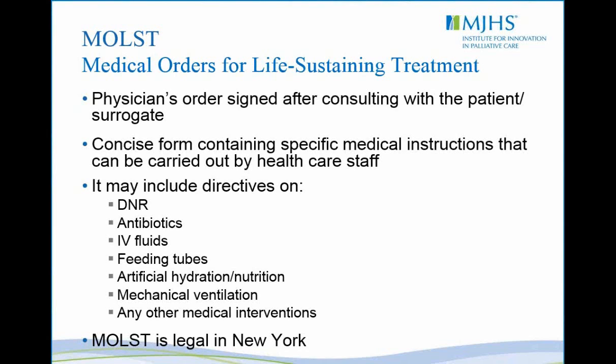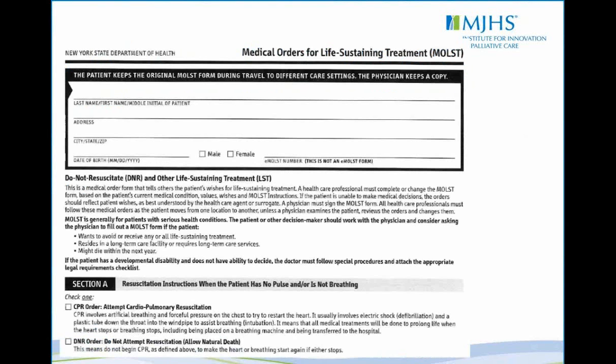The MOLST is another type of document that can be done with the patient, who can be discussed with, and also with the surrogate about what the patient would like to be done. So it includes much more than just the DNR. It includes antibiotics, IV fluid, feeding tubes, and so on and so forth. There are multiple parts to that document, so it's a 4 page document. It's mainly used in the nursing home.